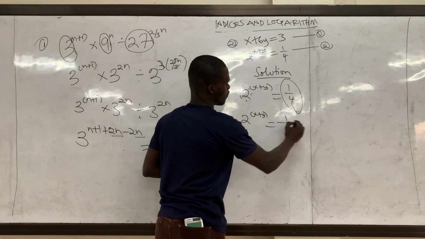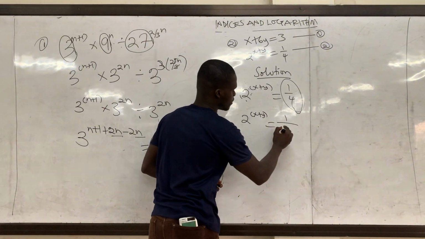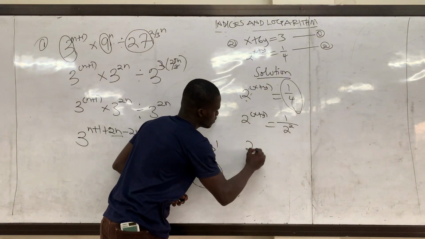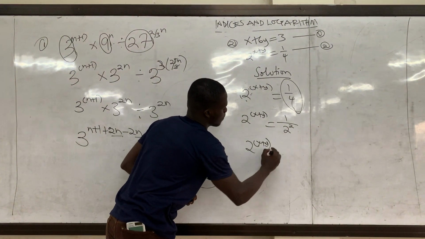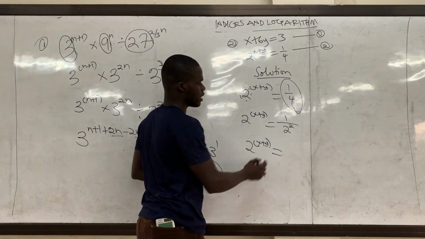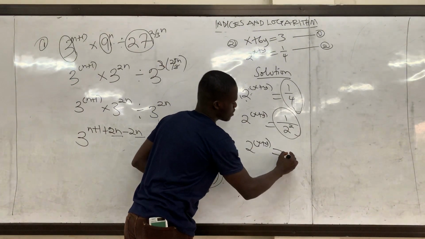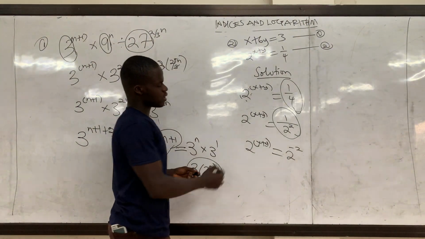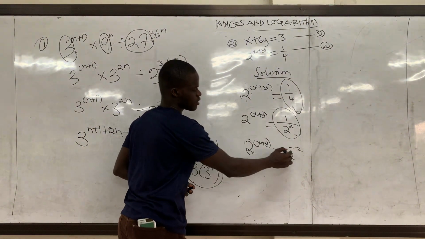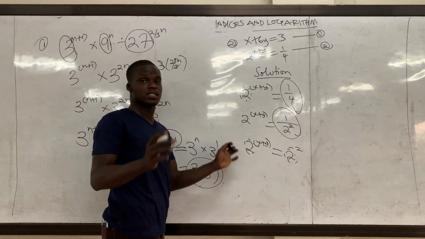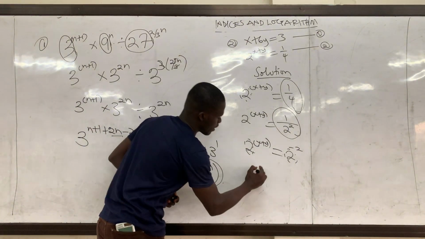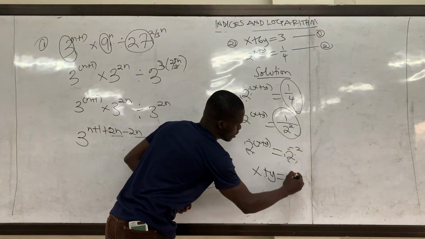1/4 is the same as 1 over 2 squared, okay? 4 is the same as 2 squared, and from indices, we learned that this is the same as 2 exponent -2, right? And since we see that the base over here is the same as the base over here, and the bases are the same, it means that the exponents are as well the same. So we can write x plus y equal -2.